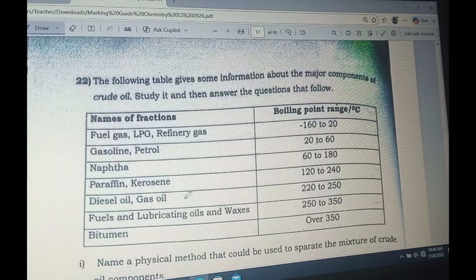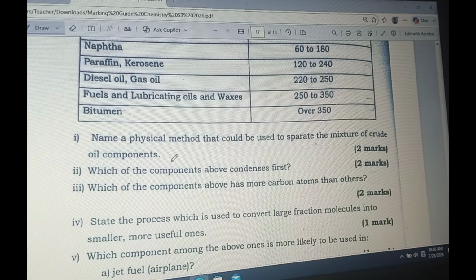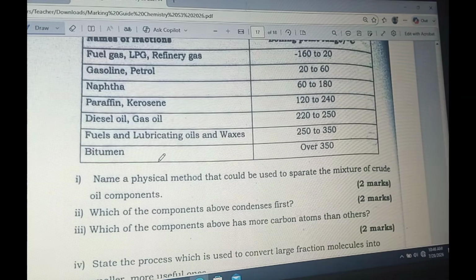Okay. Let's go to the last question. Question 22. The following table gives some information about the major components of crude oil. Study it and then answer the questions that follow. I. Name the physical method that could be used to separate a mixture of crude oil components. This is fractional distillation. II. Which of the components above condenses fastest? This is bitumen.